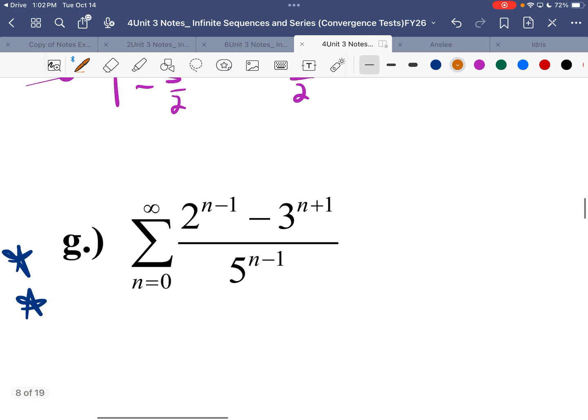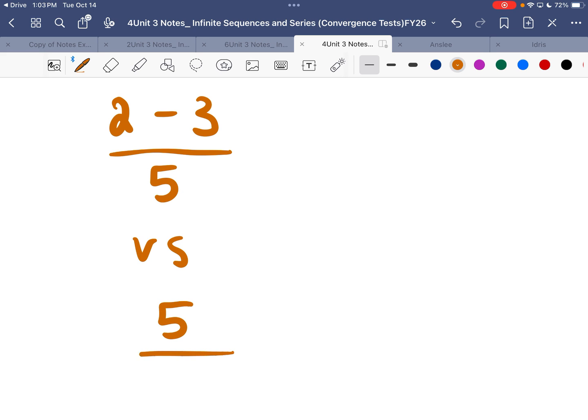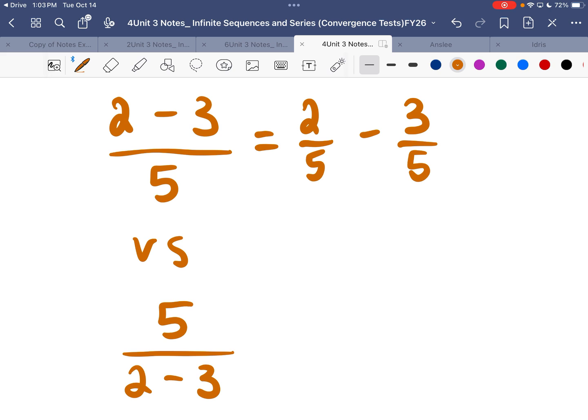Okay, let's also do a little fireside chat here. Let's have a little moment. Me and you, just me and you, okay? So 2 minus 3 over 5 versus 5 over 2 minus 3. I have seen you guys do some terrible algebra recently, so I just want to make sure we clear the air, you know? Can I make 2 minus 3 over 5 be 2 over 5 minus 3 over 5?